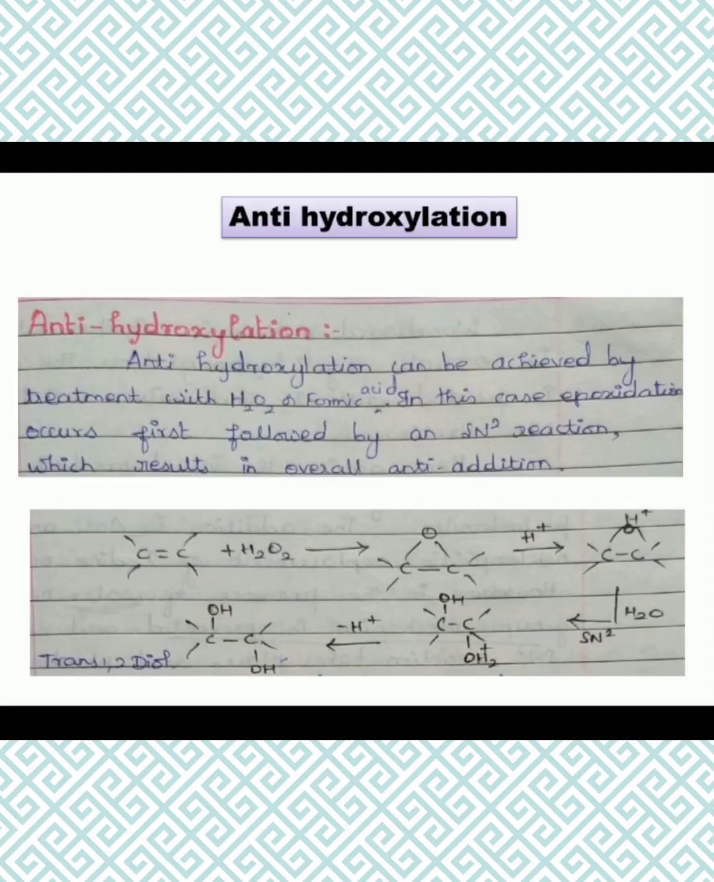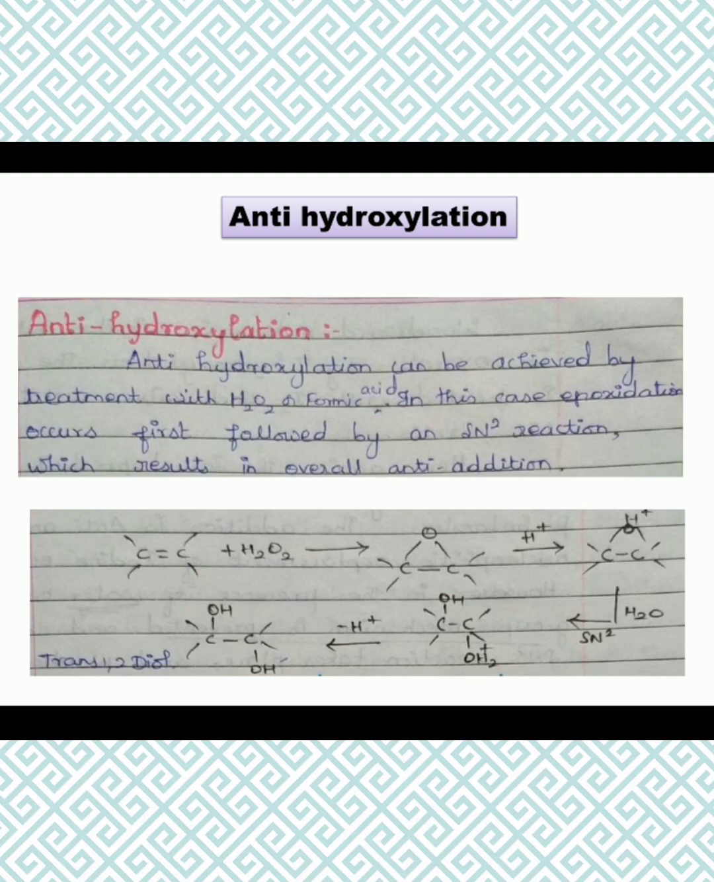The next one is anti-hydroxylation reaction. Anti-hydroxylation means addition of hydroxyl groups on opposite sides of the carbon-carbon double bond. There are several catalysts used for anti-hydroxylation reaction. Number one is hydrogen peroxide catalyst.